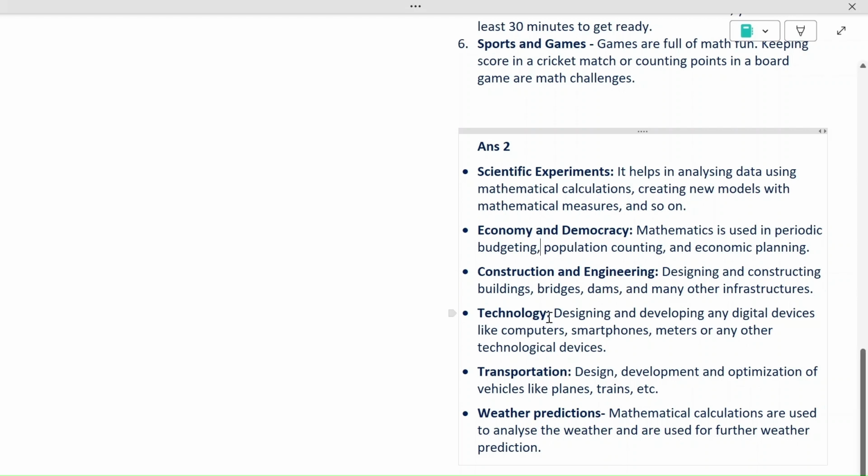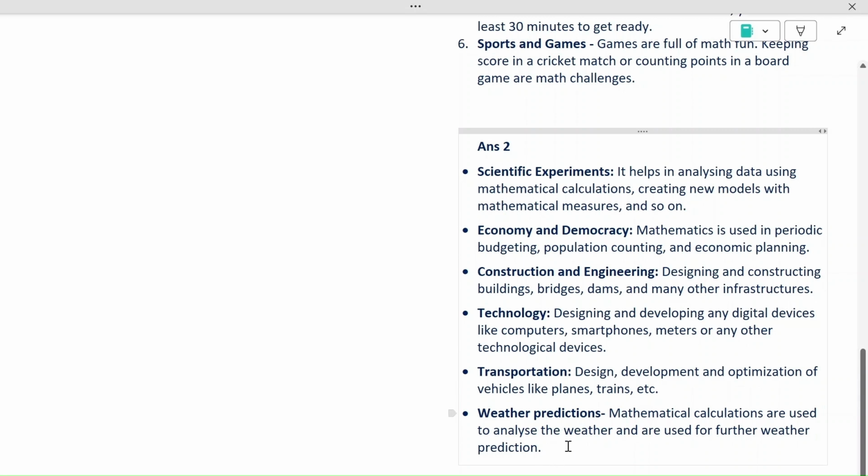Next is the technology. In technology, we all know that we use computers, smartphones, and so many devices. In designing and developing those digital devices, that technology involves mathematics. So there also we are using mathematics in technology. Next is transportation. Even in transportation, the designing and development of the vehicles, their approximations, everything involves mathematical calculations.